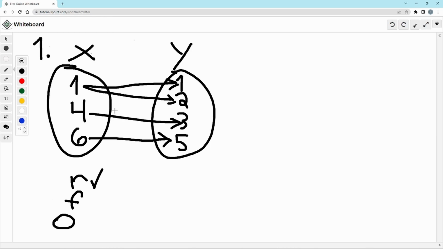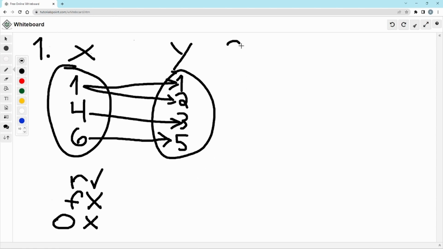Is it a function? No, because it has a repeating x value. 1 is 1, but when x is 1, it is also 2. So that means that it's not a function. And lastly, one-to-one functions. It has a repeating x value, and as I went over, one-to-one functions can't have repeating x or y values, so it's not a one-to-one function either.